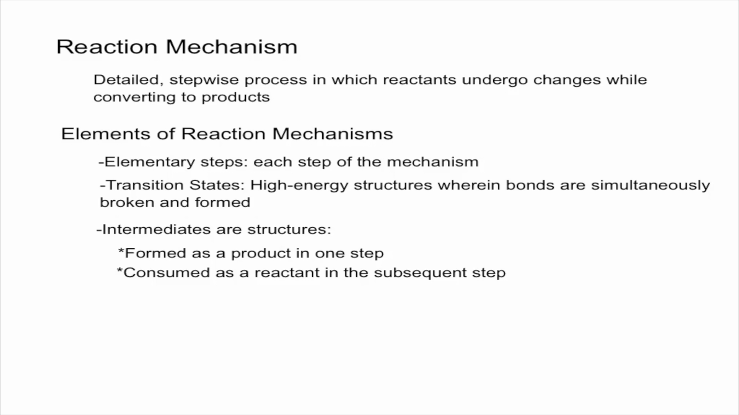So what a reaction mechanism is, it's a detailed, stepwise process in which reactants undergo changes while converting into products. So basically what this is telling you is what happened between the beginning of the reaction in which you only had reactants and the end in which your products were already formed. So this will be telling you if some intermediates were formed, what elements happened, how the reaction happened, to help you understand it a little better.